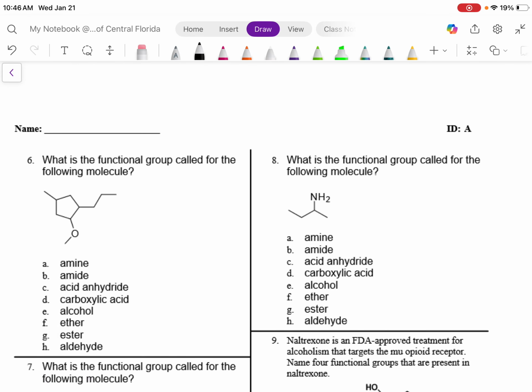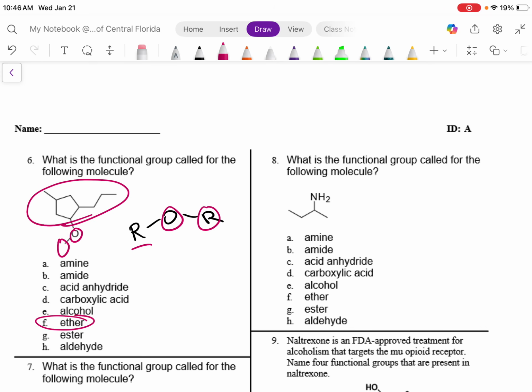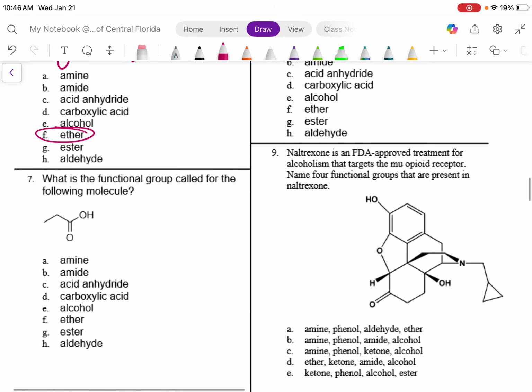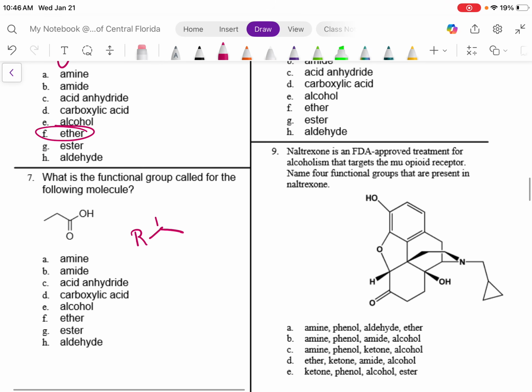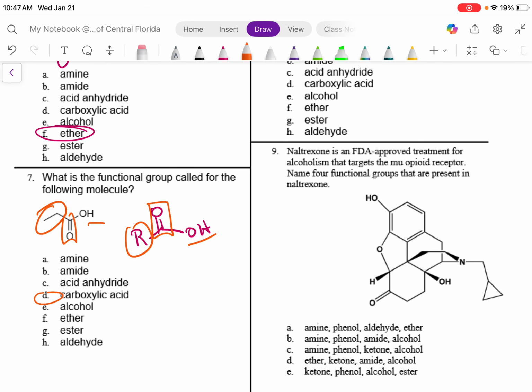Okay, what we have here is a generic structure of an ether. So we have our oxygen clearly right there, an R group, methyl, R group, everything else. So that would be our ether. Question 7, generic structure of a carboxylic acid. OH, carbonyl, R group. Carboxylic acid would be D.